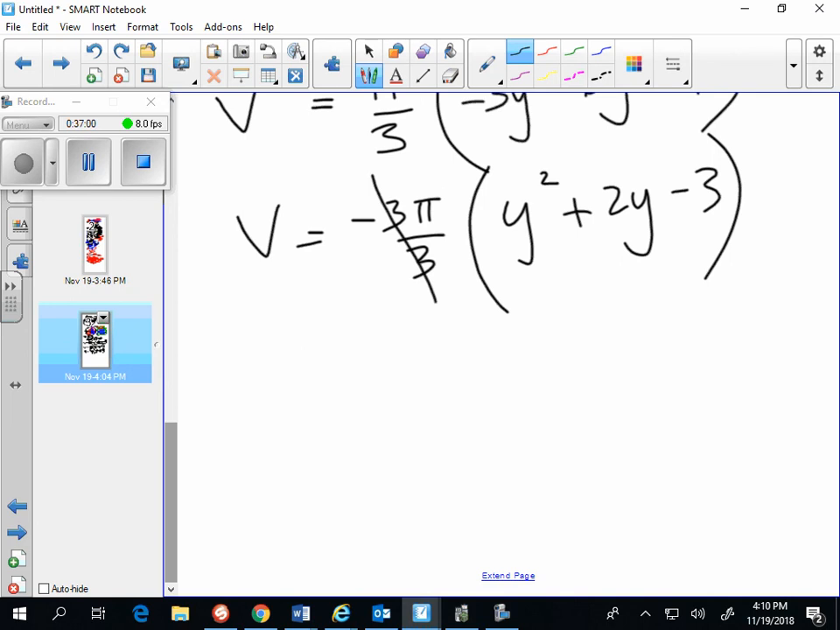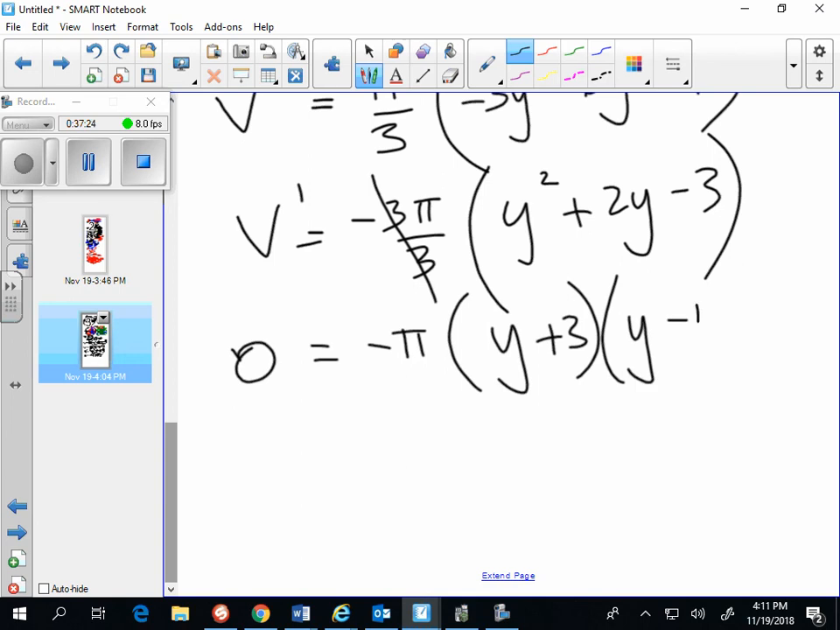And so here's our derivative. Okay, so I want to know when this derivative is undefined. Well, this derivative is never undefined. This derivative is, in fact, a parabola, so it's defined everywhere. What about derivative equal to 0? So 0 equals negative pi times y plus 3 times y minus 1. Well, does negative pi equal 0? No, that doesn't play a role in finding y values. This is just a stretching factor.